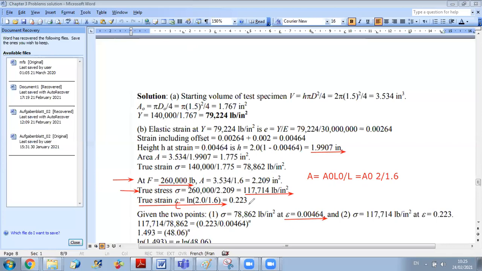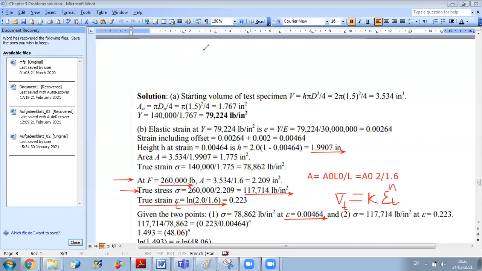And once we have the characteristics at the 2 points, now we are ready to calculate the value of the strength coefficient and the strain hardening exponent. We know that the flow curve should satisfy the following relation. The true curve is sigma true equal to K times epsilon true to the power n. So the two points should verify this equation, which will give us two equations.